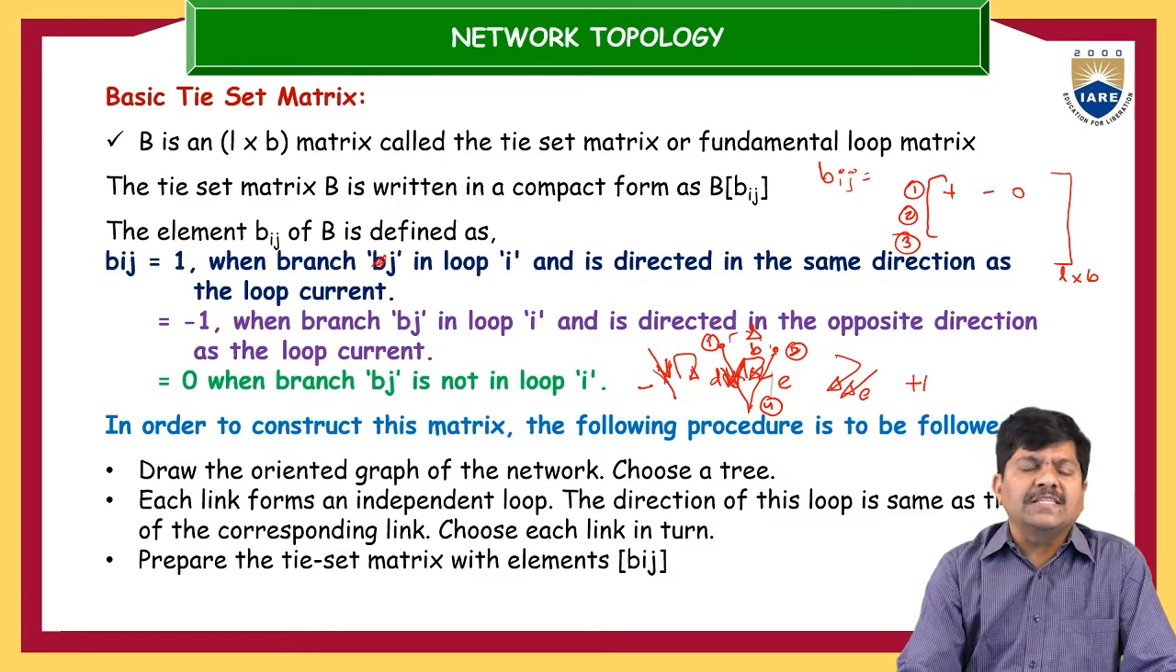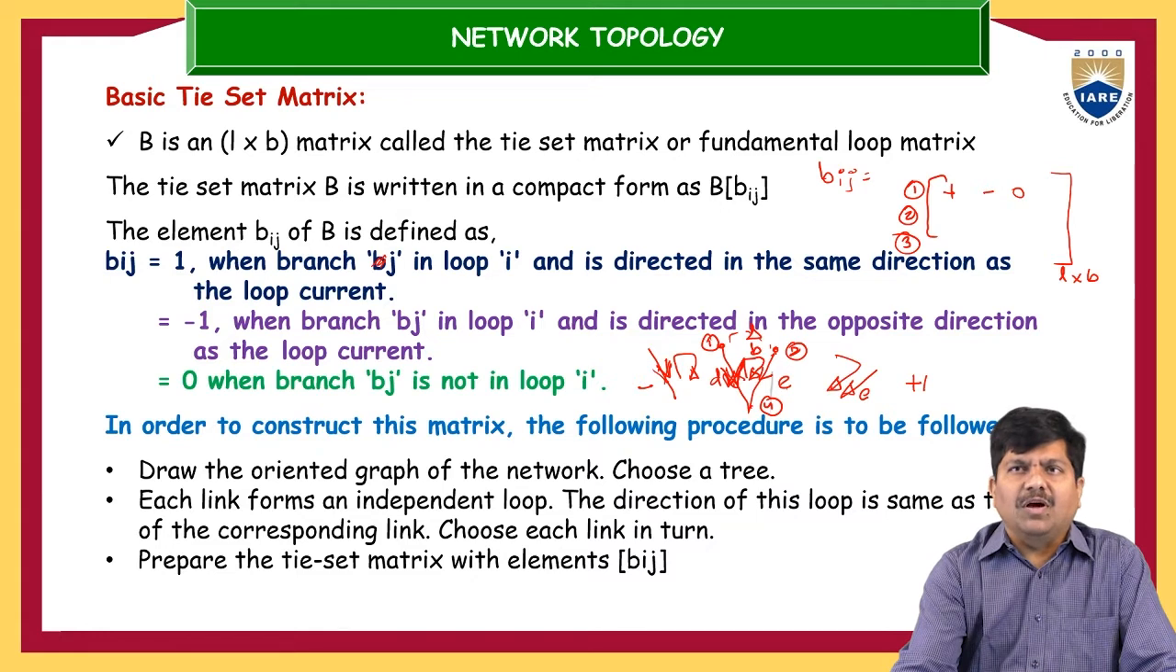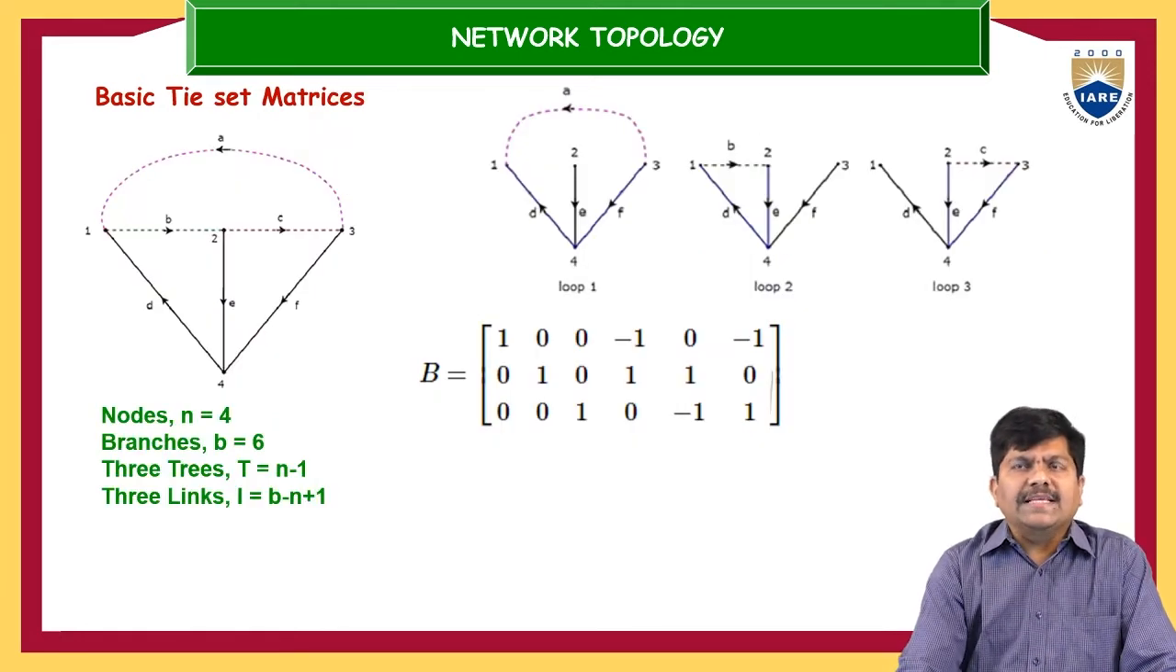The terminology corresponding link is very, very important, because in any graph we may see a few links, but which is the corresponding link for a given basic loop is very important. The basic loop is oriented in the direction of its corresponding link only. After that, prepare this tie-set matrix with the elements of Bij. We have already discussed when it will be positive, when it will be minus, and when it will be 0. So let me examine.